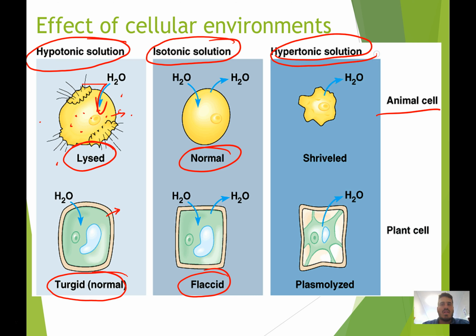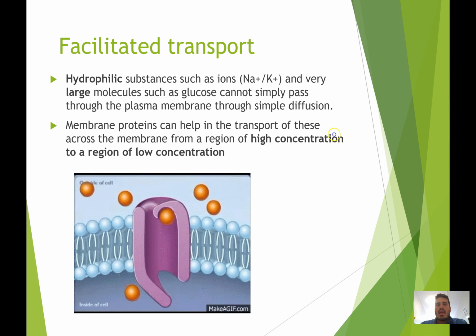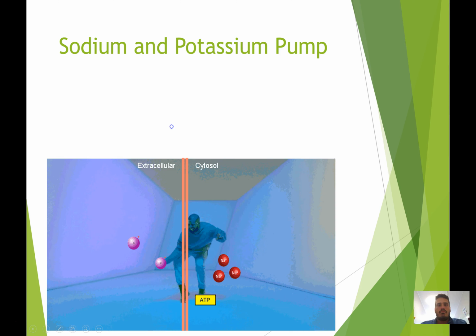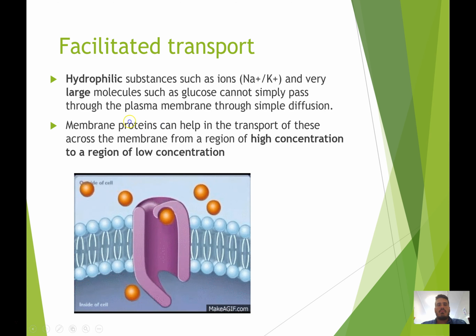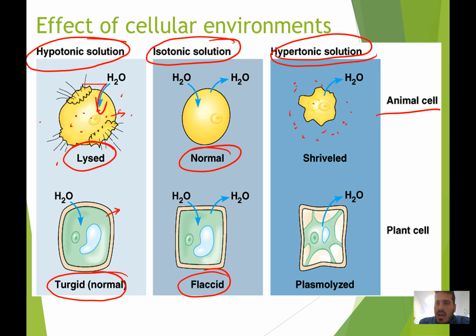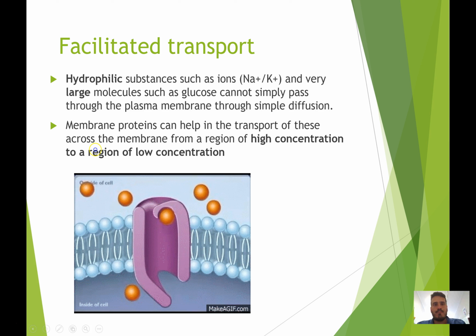Hypertonic solutions, on the other hand, is the other way around. We've got a really high concentration of water on the outside and a low concentration on the inside. So we're going to get mostly water moving out of the cell. Same here with the plant, and this is what we call a plasmolysed plant cell or a shriveled animal cell, okay?